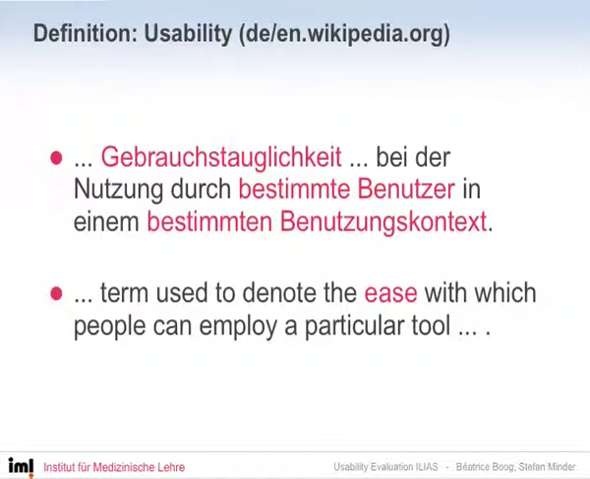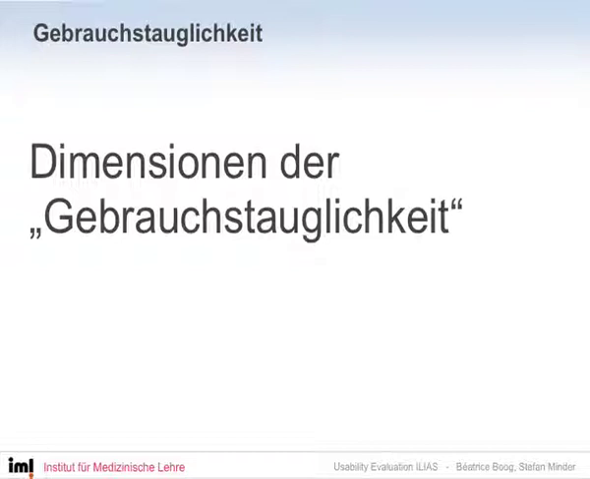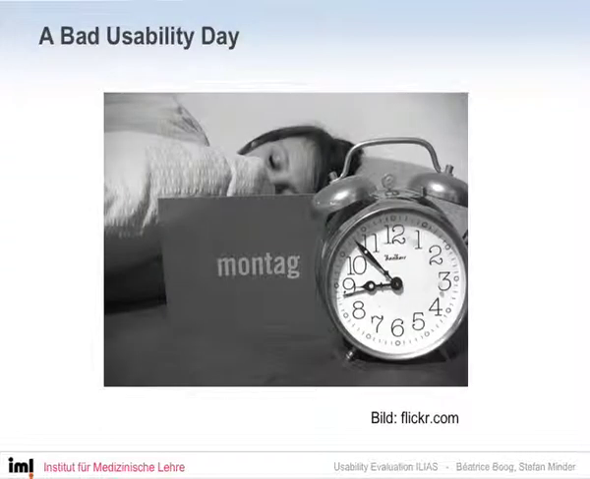Here you see two definitions of usability out of Wikipedia. The German word for usability is Gebrauchstauglichkeit, and in this definition you see it's usability for certain users in a certain use context, and in the English definition the center is the ease of use. So usability also means the things must be easy to use. What dimensions can we find in the usability definition from the International Organization for Standardization?